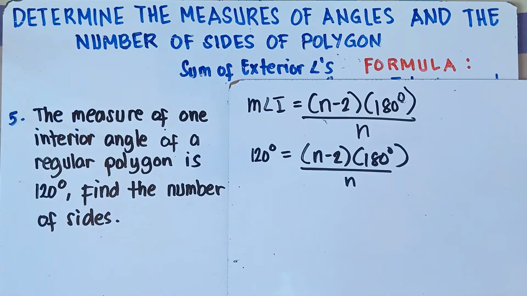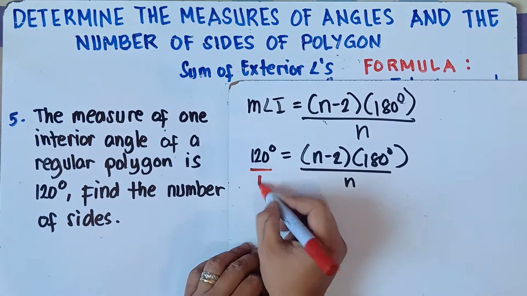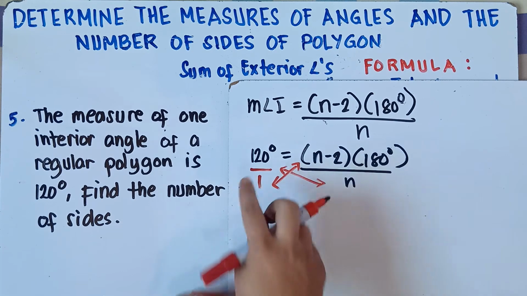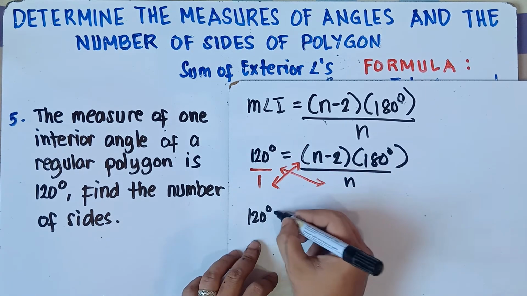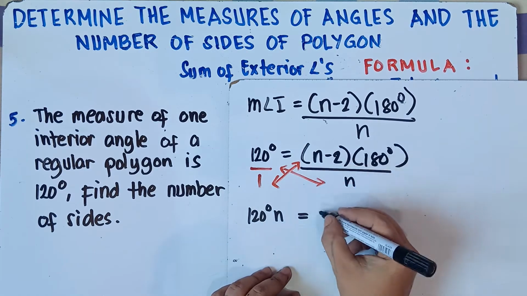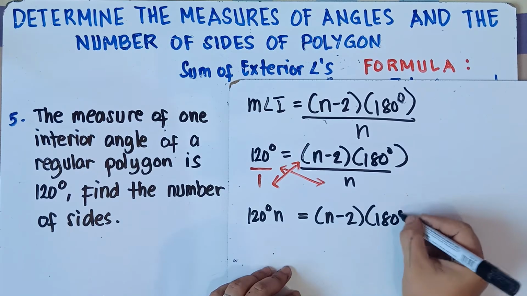In this scenario, class, we have two solutions. First, we can do cross multiplication. Understood that there's a 1 here, we can simply cross multiply. So 120 degrees times n, that's 120 degrees n, equals 1 times this expression, simply copy it: n minus 2 times 180 degrees.